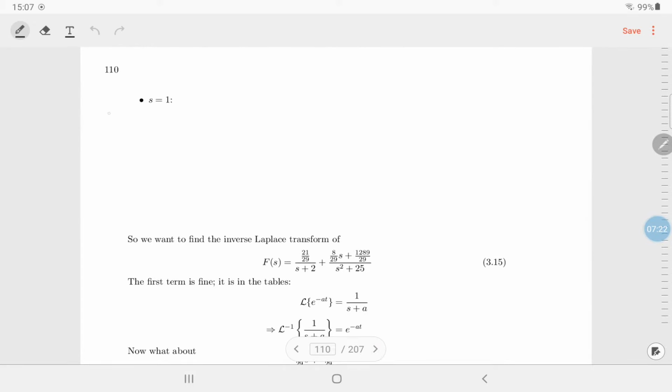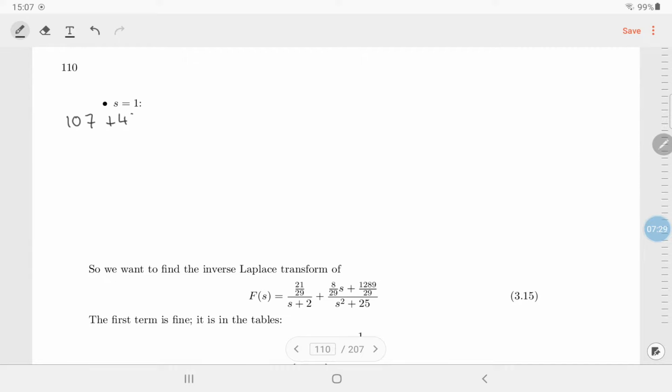So I have 107 plus 45 times s. Now if s is 1, it's just 45 times 1 is 45, plus s squared, which is 1 squared, is 1. Equal to a, which is 21 over 29, times s squared plus 25, that would be 1 squared, which is 1, plus 25. Plus bs, so that's b times 1, plus c, which is 1289 over 29, times s plus 2. This suggests that maybe minus 1 might have been a clever value to put in, because minus 1 would have made the next term equal to 1, but actually it's making it 3, since s equal to 1 plus 2.